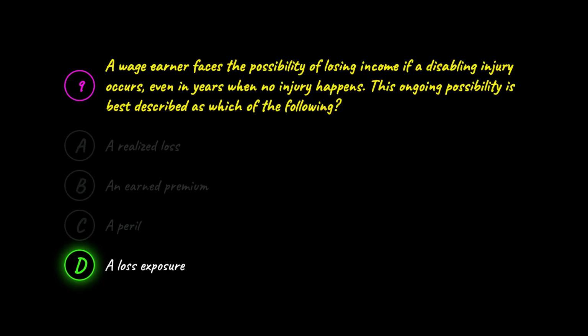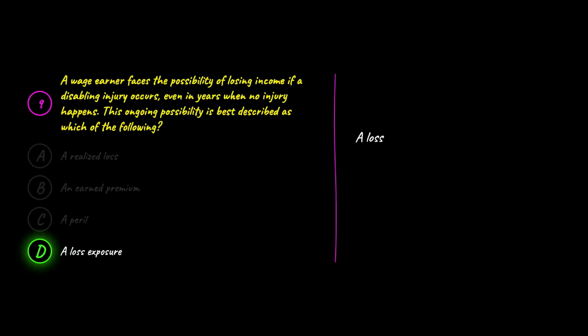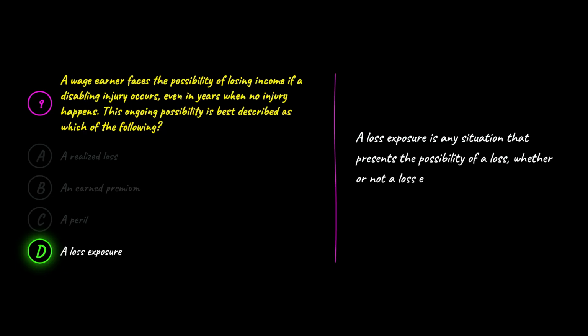The correct answer is D, a loss exposure. D is correct because a loss exposure is any situation that presents the possibility of a loss, whether or not a loss ever occurs. The wage earner is exposed to disability every working day.